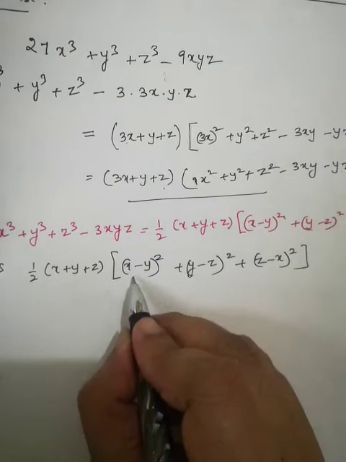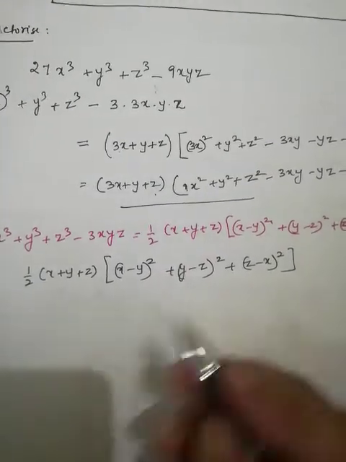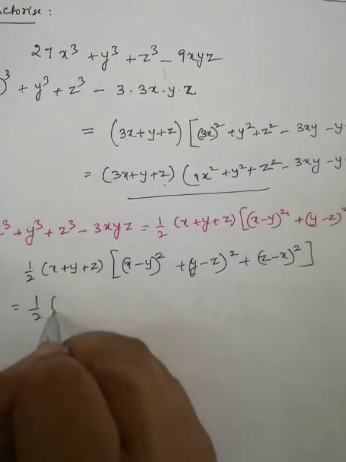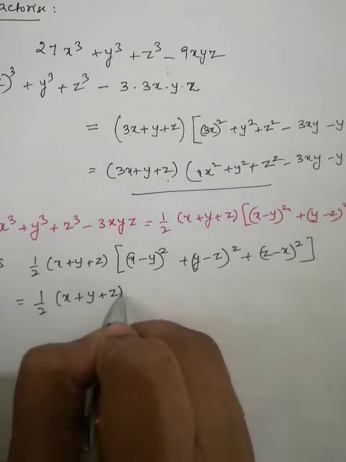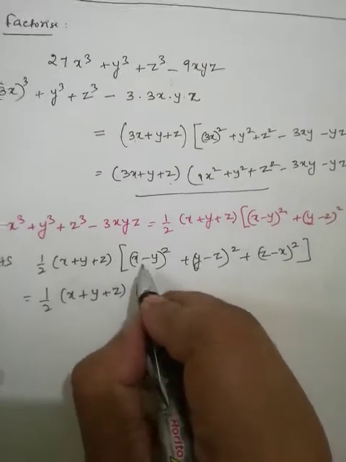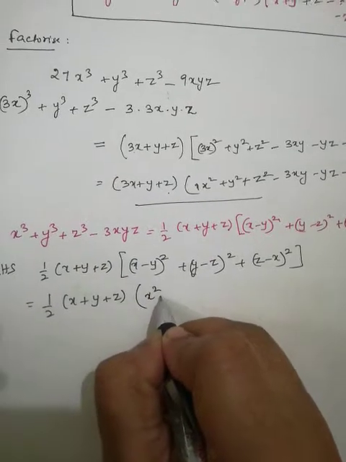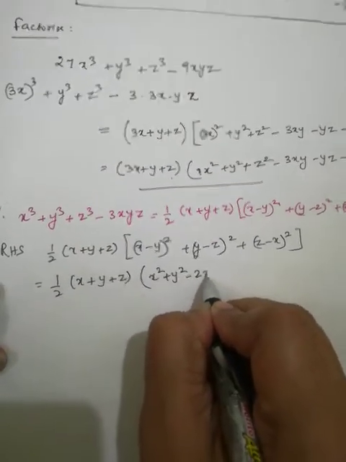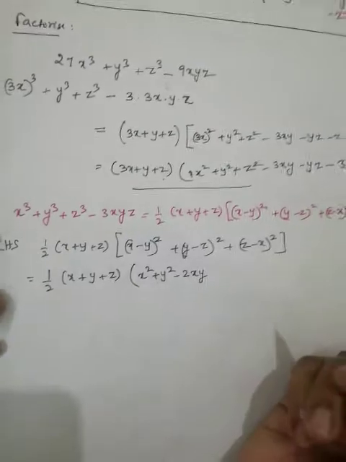Now I know what is (a minus b) the whole square. So let us open the bracket. Let us expand it. So when I expand it, what I get? x square plus y square minus 2xy. Am I right? This is the identity number 2.